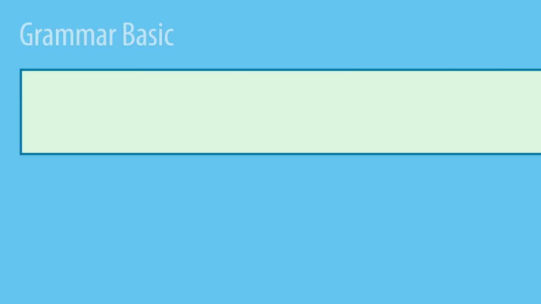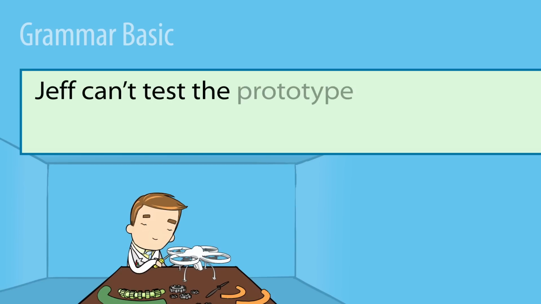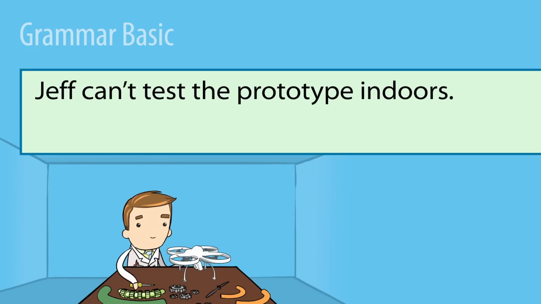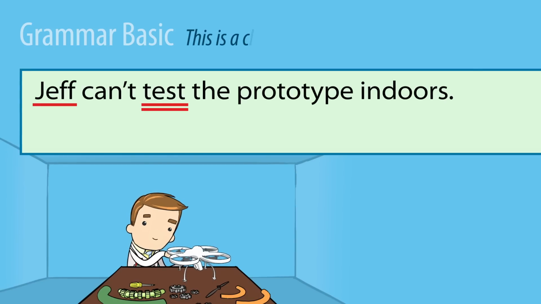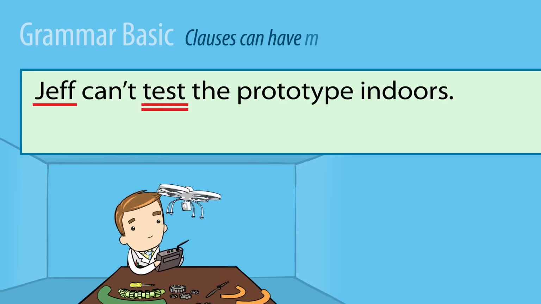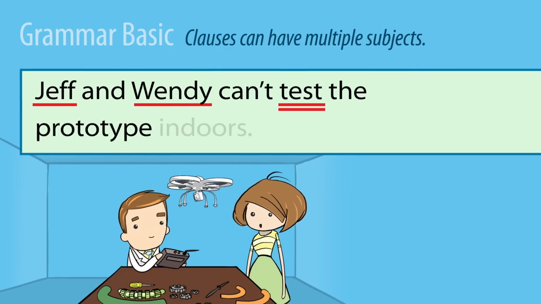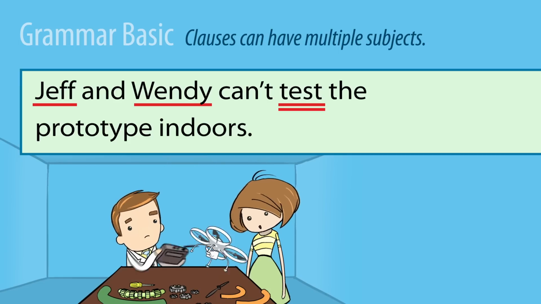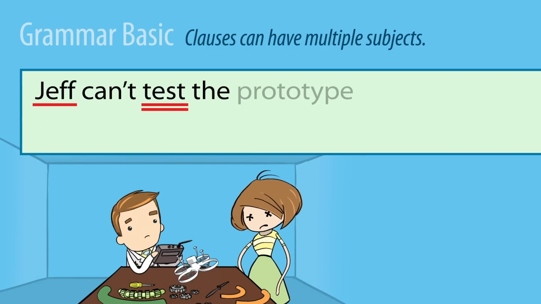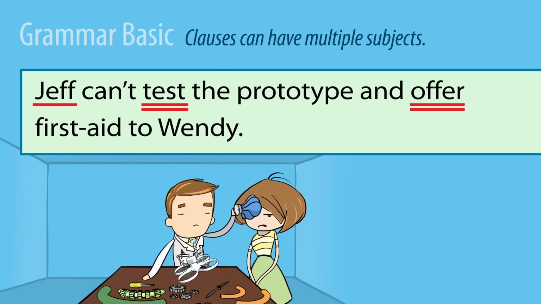Here's a group of words. Jeff can't test the prototype indoors. We have a subject and a verb, so this is a clause. Clauses can have multiple subjects. Jeff and Wendy can't test the prototype indoors. And multiple verbs. Jeff can't test the prototype and offer first aid to Wendy.